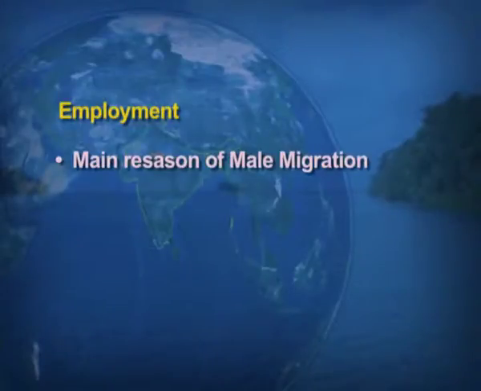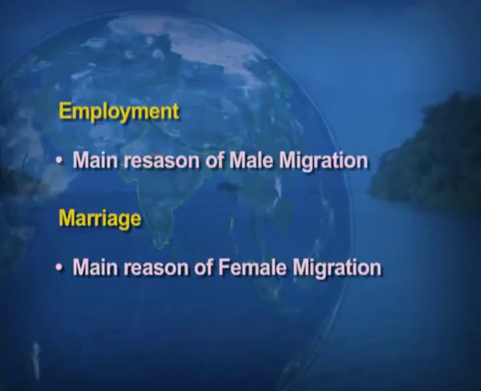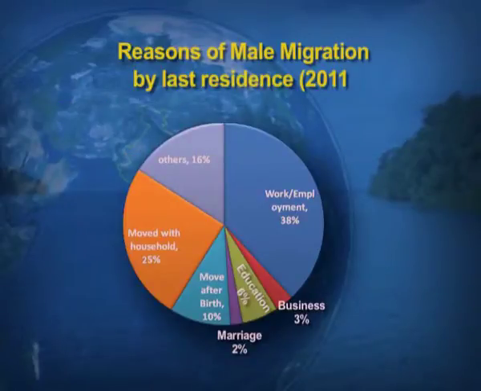Now, the main reason for male migration, as we have already discussed, is employment. And in the case of females, the main reason is marriage. Now, look at the visual, children, on your screens. This visual is a pie diagram showing the reasons of male migration by last residence. If you look at the diagram, you can see that around 38% of the migration of males is only because of employment.